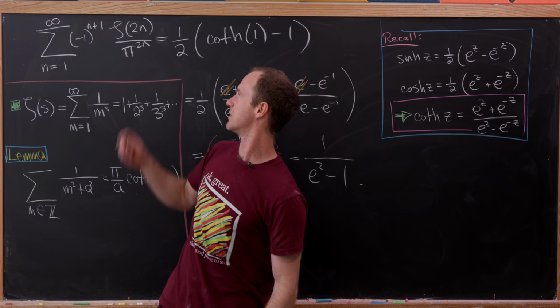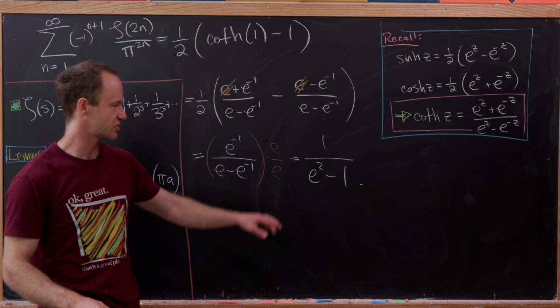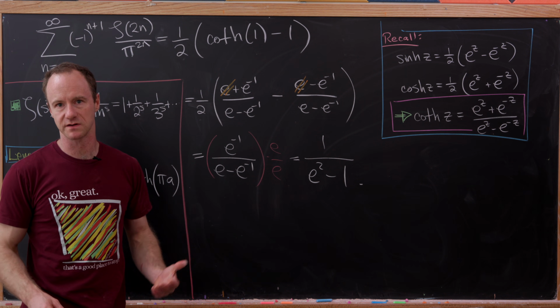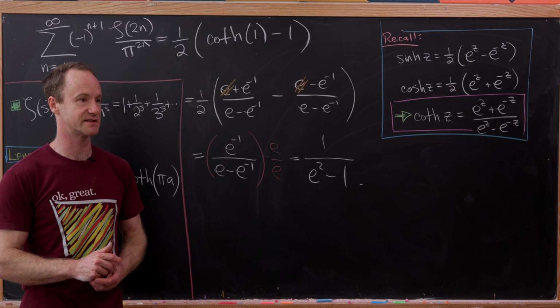So this nice sum involving pi and the Riemann zeta function also gives us Euler's constant. There's a lot of cool stuff happening in this sum.